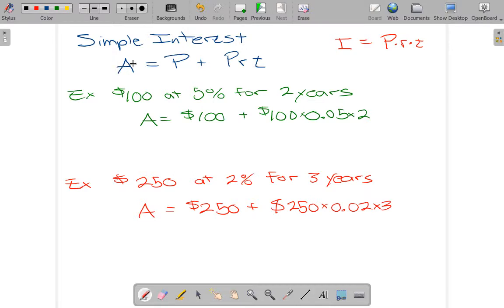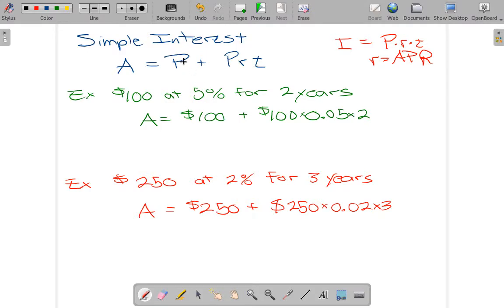So A is what's called the future value, the new amount in the account, or the new amount that you have. So let's suppose we started with $100 and we have a 5% interest rate for 2 years. The interest rate in general, R, is usually what we call an annual percentage rate, an APR. So we need to pay attention to the time that goes with the rate. So that would be in years, since it's an APR.